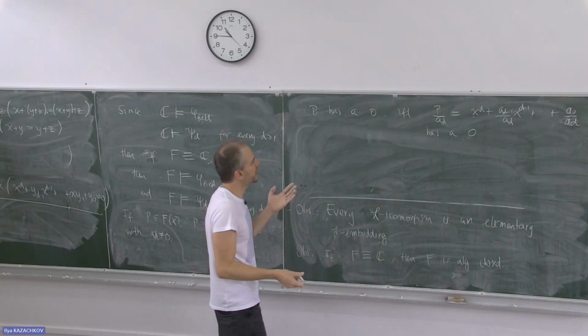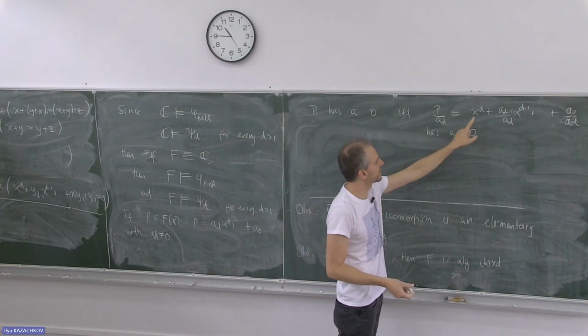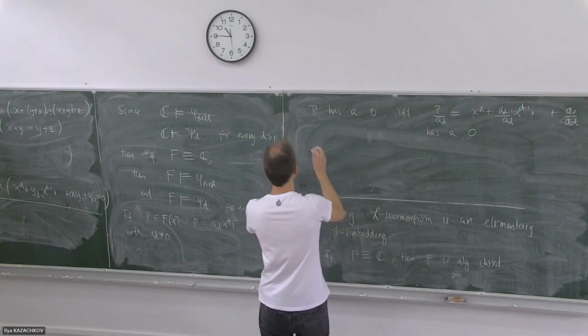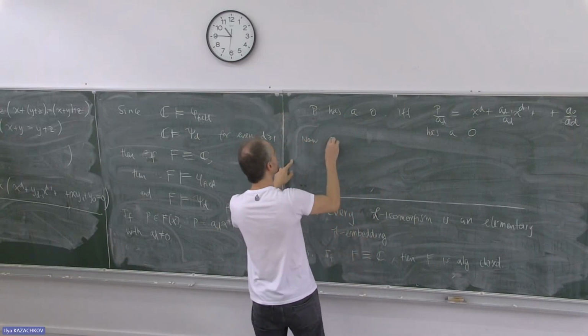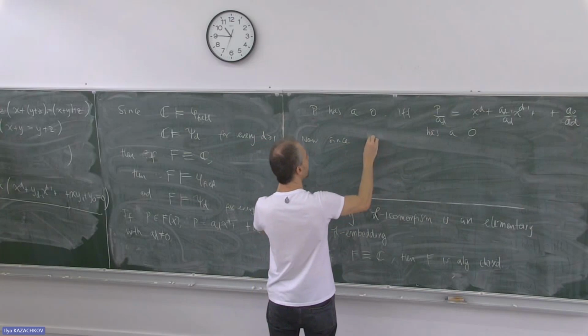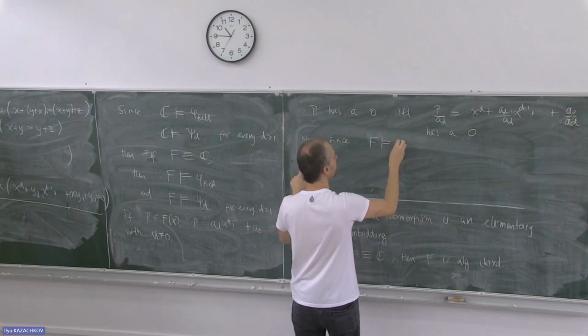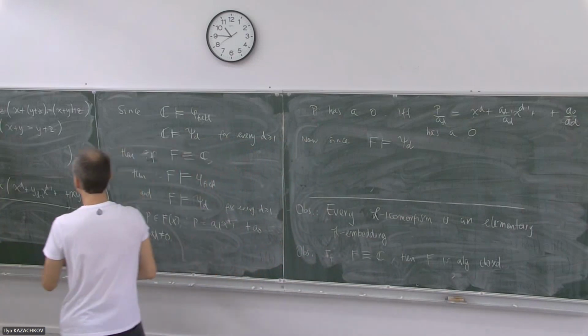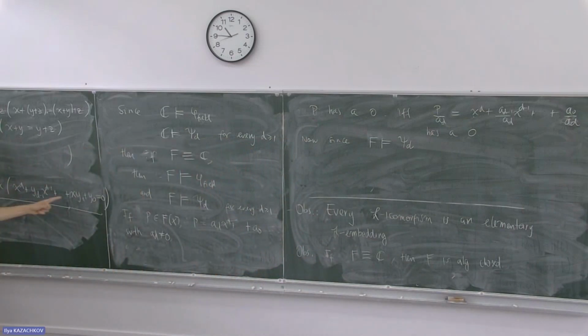Because I'm just dividing by A. If this has a 0, of course, this has a 0. And if this has a 0, this must have a 0, right? Now, since F satisfies this formula psi of D, we have that F satisfies this formula.